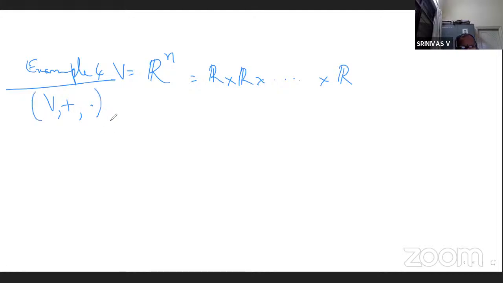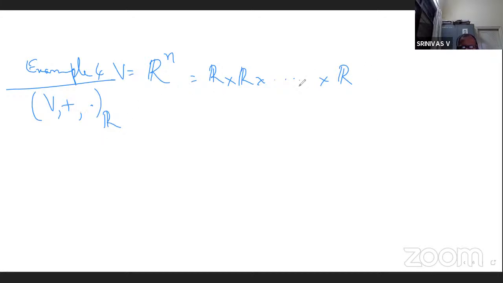Yeah, you can take the Euclidean space Rn, R crossed or taken n times. Okay, this is the Euclidean space, right? And this is our V. We have to define an addition and a scalar multiplication. Of course, the field is R. We take F to be R, right?